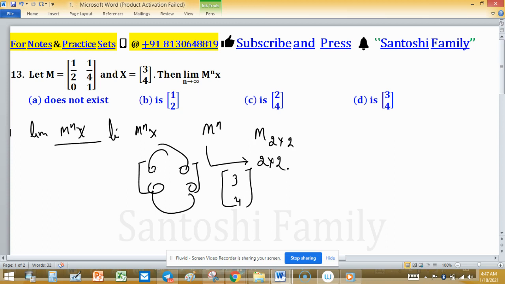If the limit of its elements, the integral power of M, exists, then from among B, C and D you will get a unique answer. If the limit of its constituents does not exist, then option A will be the right choice. So first our target is to find the integral power of M.